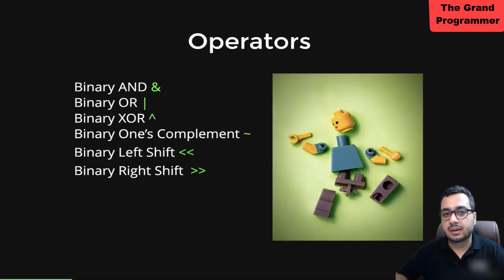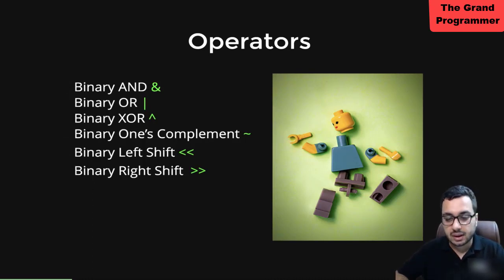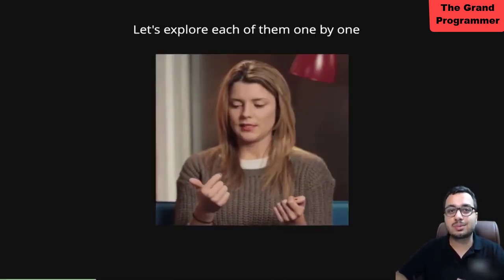The reason why we sometimes use bitwise operators is because they operate on the binary representation of the data, and they're fast as compared to non-bitwise operators. You can see the different types of operators on the screen, and we are going to talk about AND, OR, XOR, ones complement, binary left shift, and binary right shift. If you're new to them, let us explore each of them one by one.